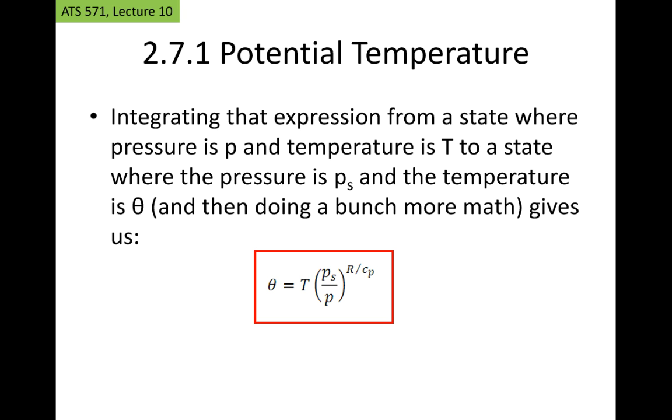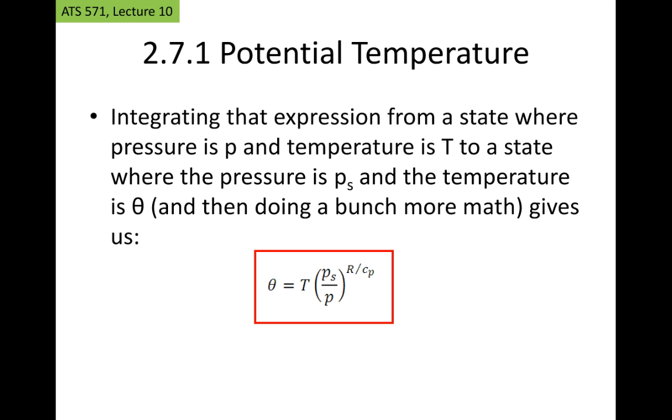If we take that previous equation and we integrate it from a state where the pressure is P and the temperature is T to a new state where the pressure is going to be PS and the temperature is going to be theta, and then you got to do a bunch more math that sounds like a great homework set, it gives you this nifty form right here. That final temperature, theta, is equal to the original temperature, T, times a number raised to the R over C sub P power, and that number is the ratio of the final pressure over the original pressure.